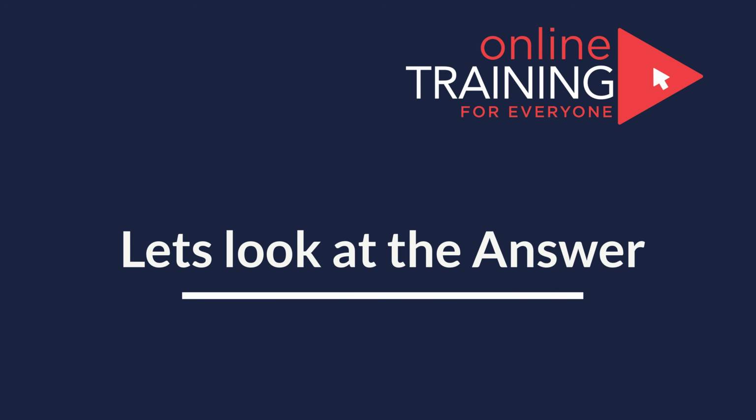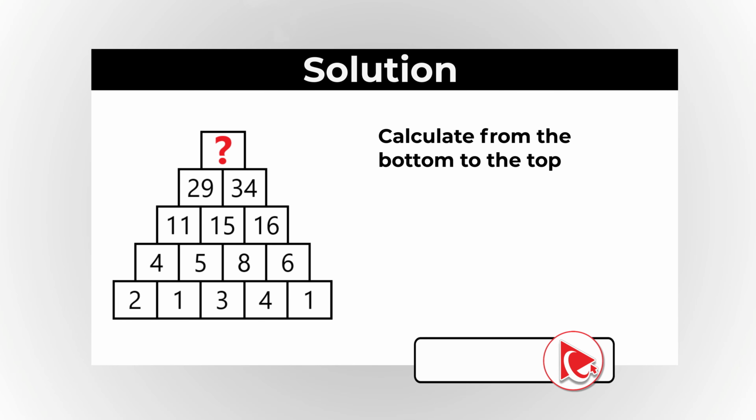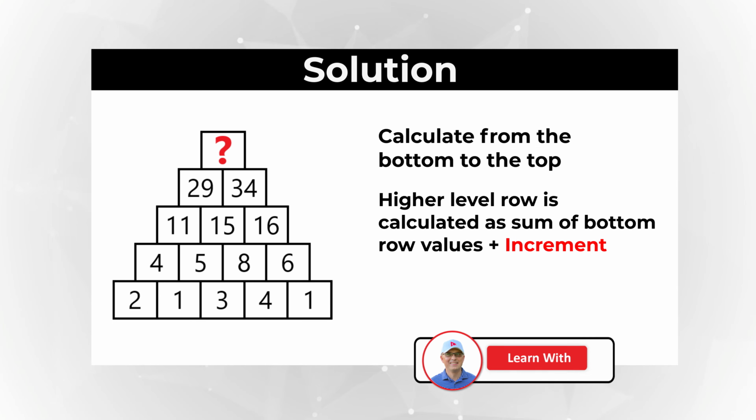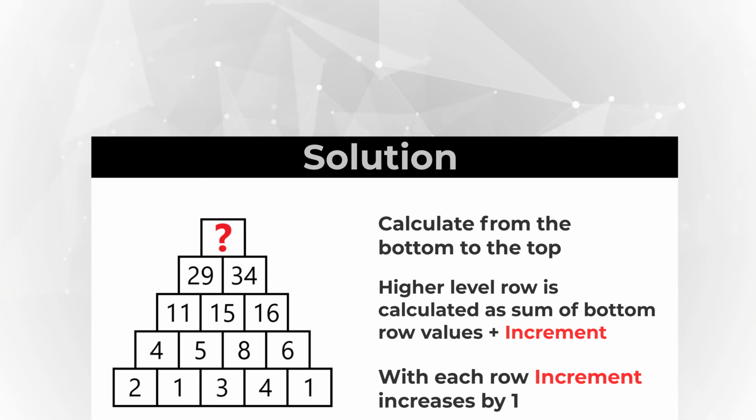Tricky problem, don't you think so? But the solution to this challenge is really simple. To calculate it correctly, you need to move from the bottom to the top. And if you look closely at the pyramid, you will notice that the higher row is calculated as the sum of bottom values plus the increment. The increment also increases with each row by 1. Let me demonstrate.